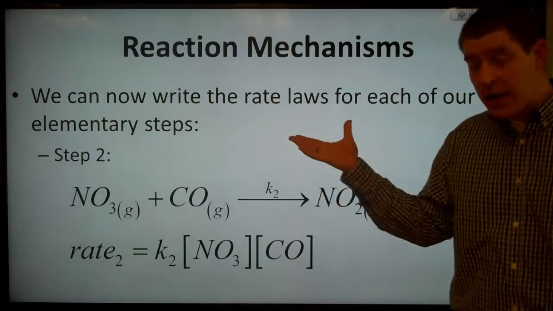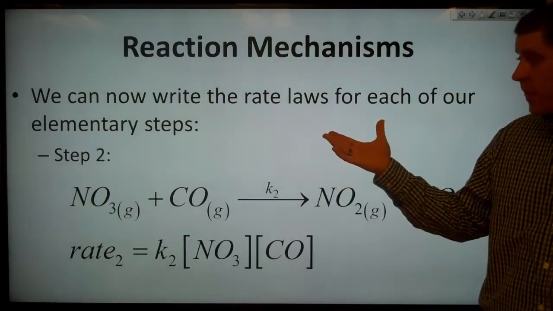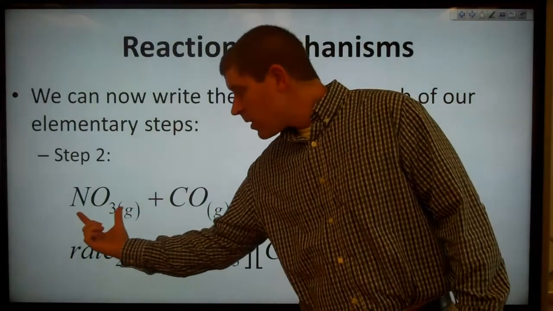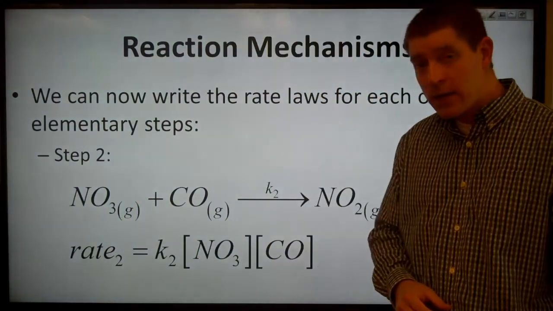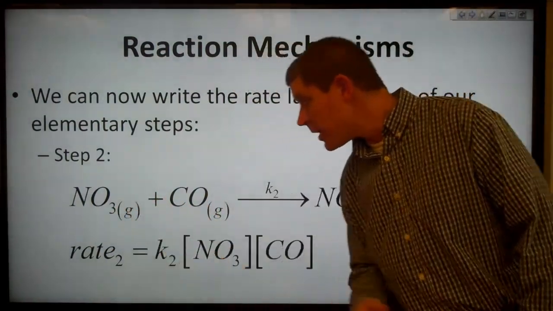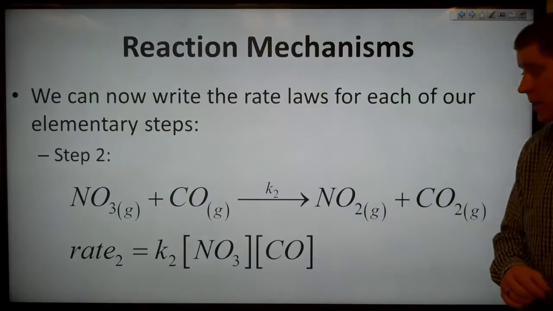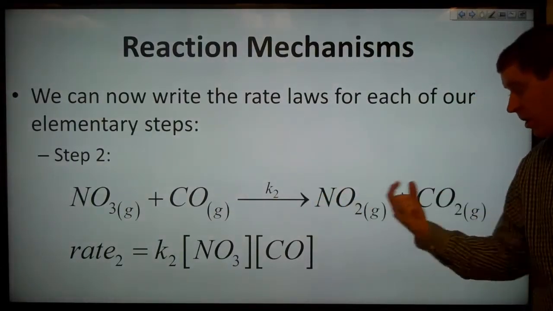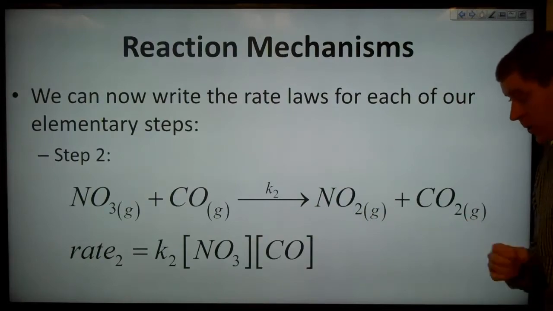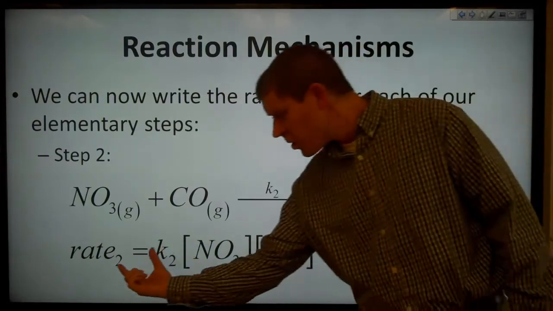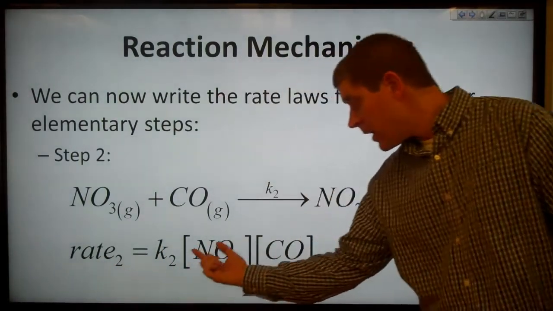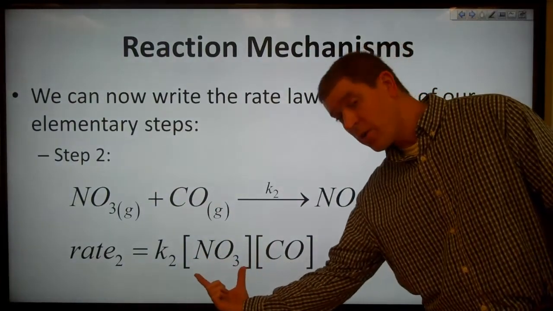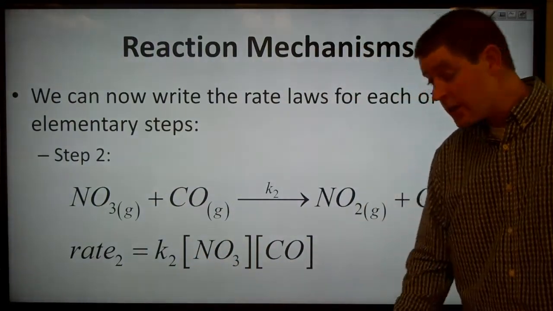So for our second step, for step 2, we again have our intermediate NO3 reacting with carbon monoxide, CO, with our rate constant K2 to give us our NO2 and CO2, carbon dioxide. So there we have rate 2 is equal to K2 times the concentration of NO3 times the concentration of CO.